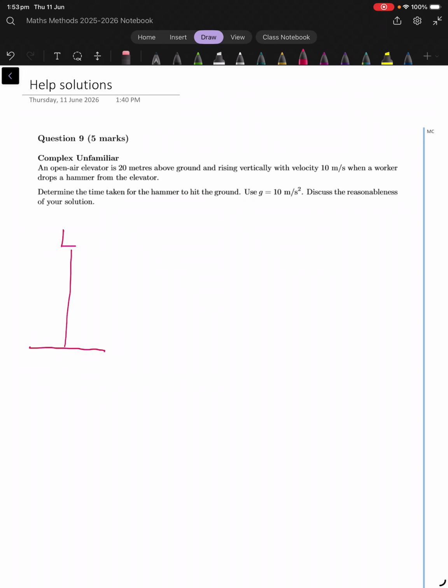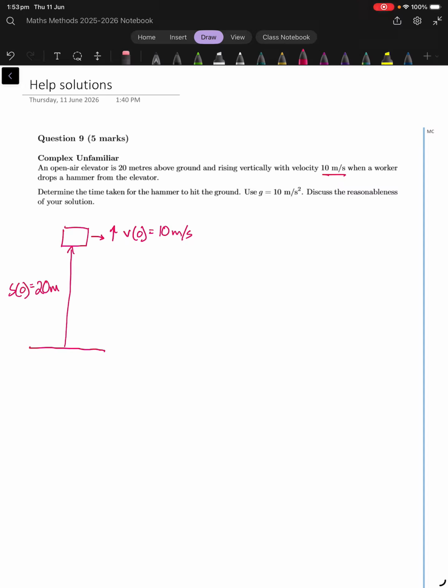So here we've got an open air elevator that is 20 metres above the ground. So I'm just going to draw a quick diagram, 20 metres above the ground. It's rising vertically, so it's going up, and its velocity at time 0 is 10 metres per second. This little 20 metres, I'm going to call that my initial displacement, so S of 0 equals 20.